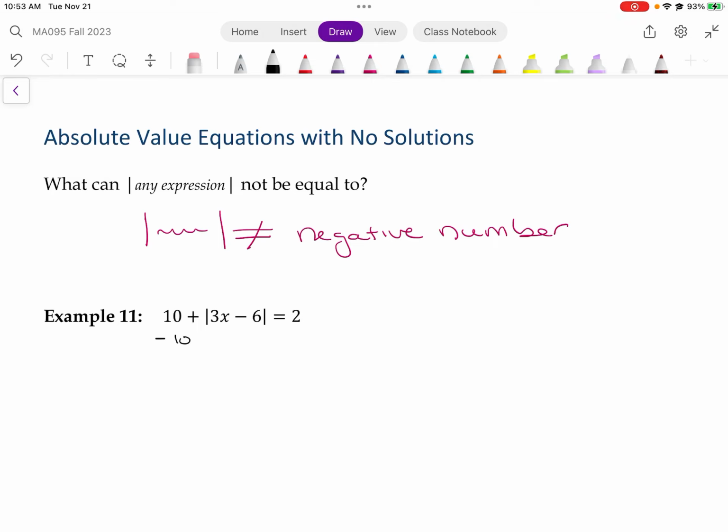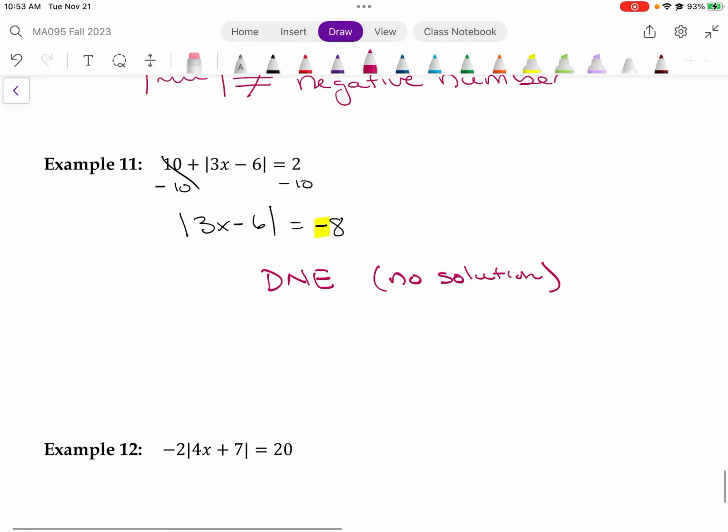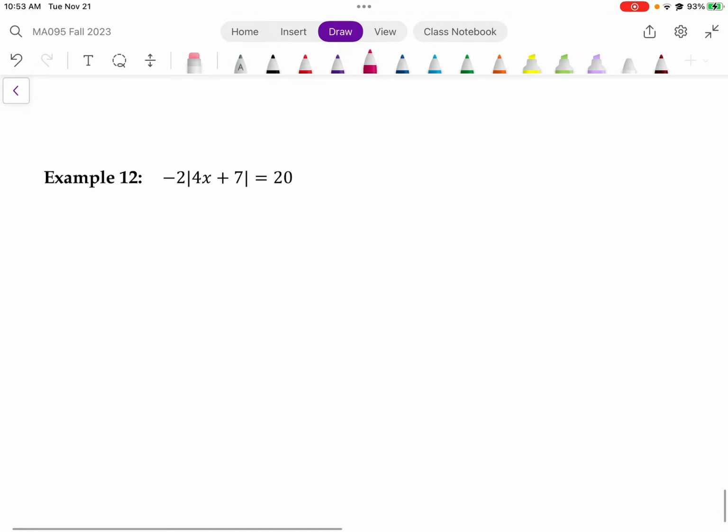I'm going to subtract 10 from both sides, and I get the absolute value of 3x minus 6 is equal to negative 8. Well, an absolute value cannot equal a negative. This negative right here makes this impossible. So the answer does not exist. There is no solution. No solution to this. Okay, one more. You try this one.